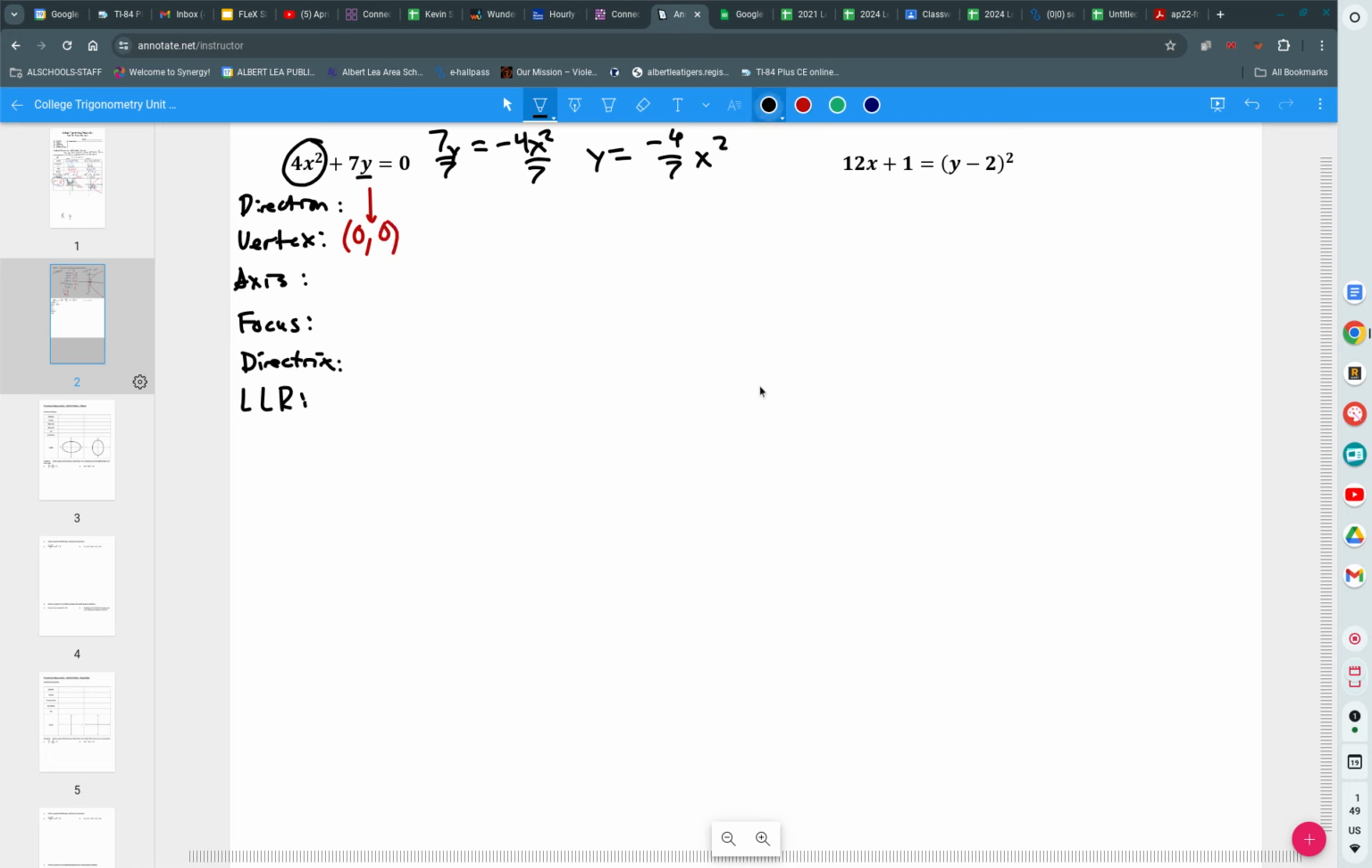I go ahead and I draw my grid, my coordinate plane. Sorry for all those math people who are watching. I said grid. This is not a very mathematical term. The coordinate plane. I will plot my vertex. And then I'm going to draw my axis of symmetry.